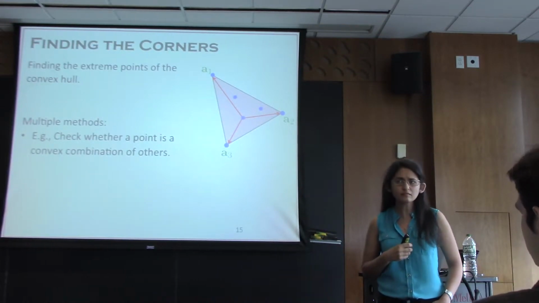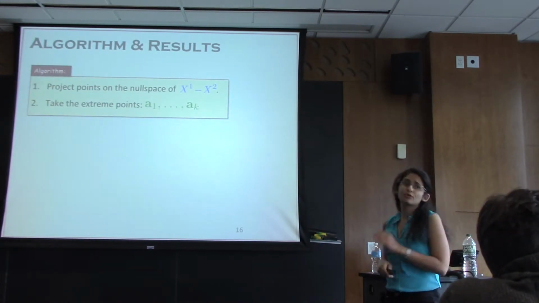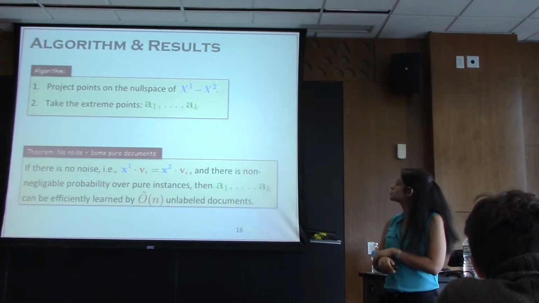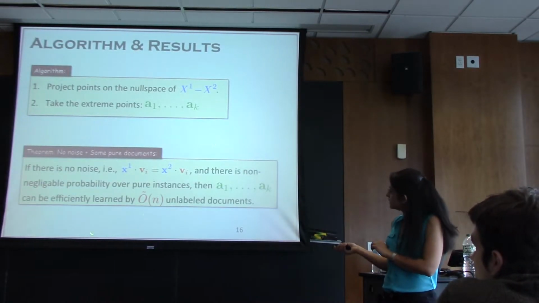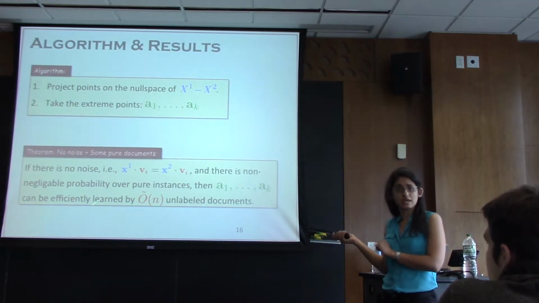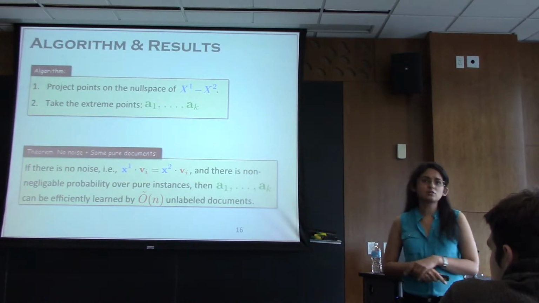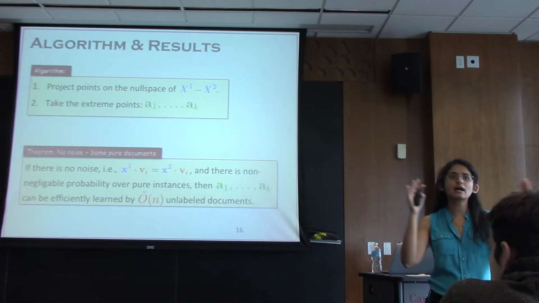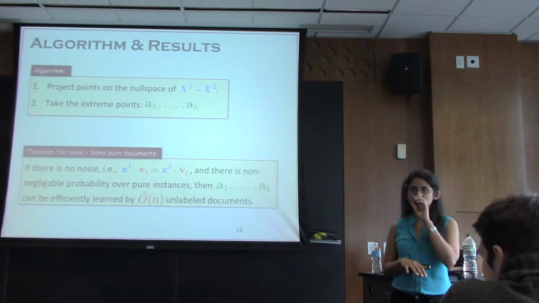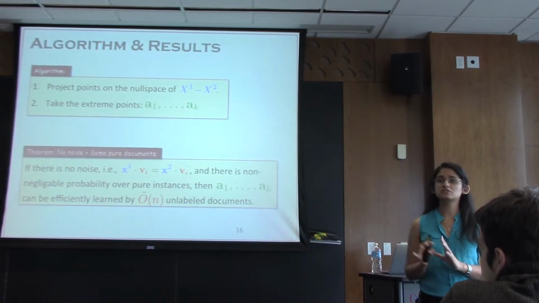So if I do these two steps, what I have is that the simple two-step algorithm will find the null space and will give me the extreme points. And you can show that in the simple case of having no noise and having pure documents, you could take a bunch of unlabeled documents and do this and learn exactly what A1 to AK were, or V1 to VK were. So this is the simple algorithm with simple results. Are there any questions about this?